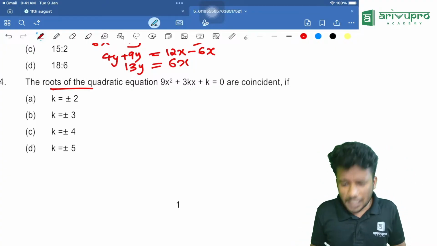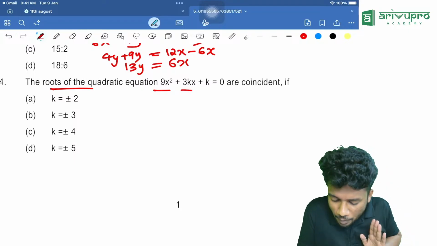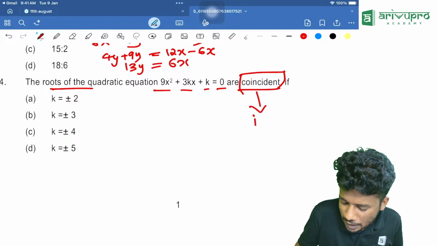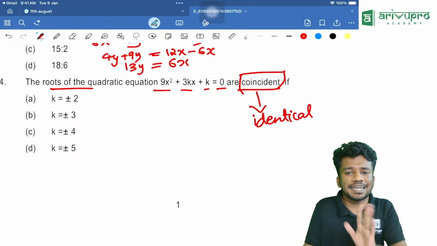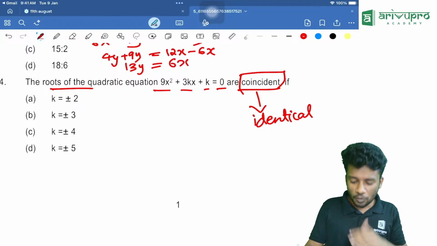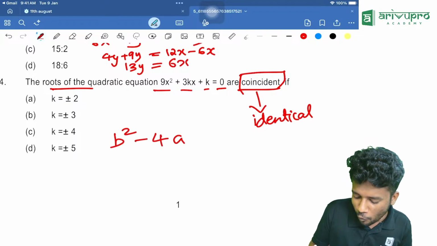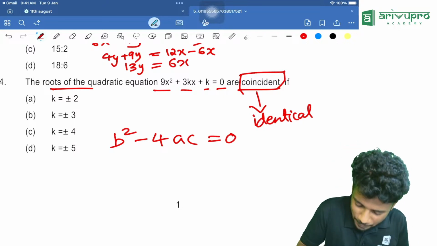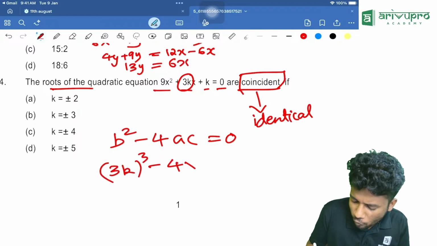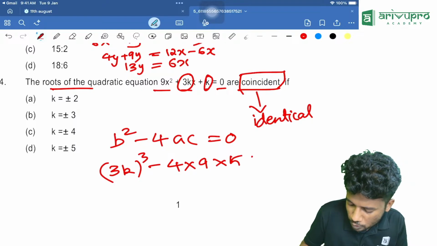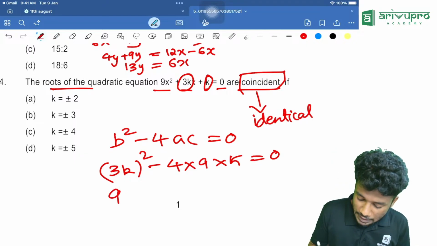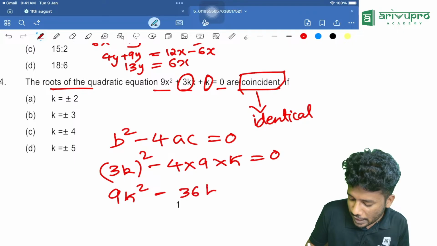The roots of the quadratic equation 9x square plus 3kx plus k is equal to 0 are coincident. What do you mean by coincident? Coincident means they are identical. Keep a note of that. They are equal or identical. When the roots of the quadratic equation are equal, what is the thing we know? We know that b square minus 4ac is equal to 0. Here b value is how much now? That is nothing but 3k. That means 3k the whole square minus 4 into 9 into k is equal to 0. Then 3k the whole square will become 9k square minus 36k, which is equal to 0.